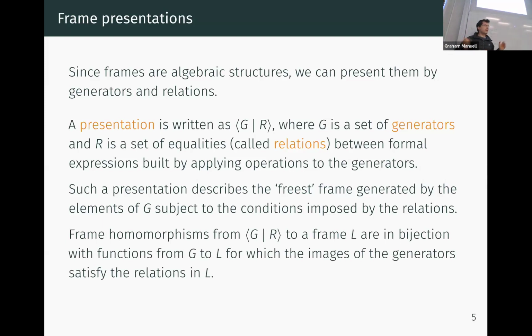So more formally, if you have a frame homomorphism from the frame given by this presentation to a general frame L, frame homomorphisms out of this presentation are in bijection with functions that assign the generators to elements of L, such that the images of the generators satisfy the relations that we have. So this is generally how presentations work, but being able to talk about maps out of these presented frames is very easy. That's the idea.